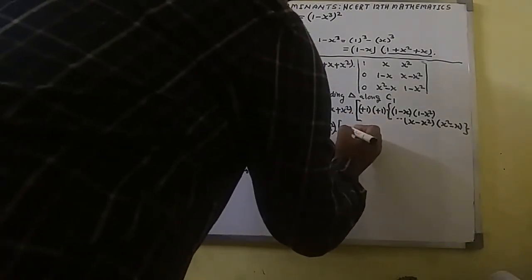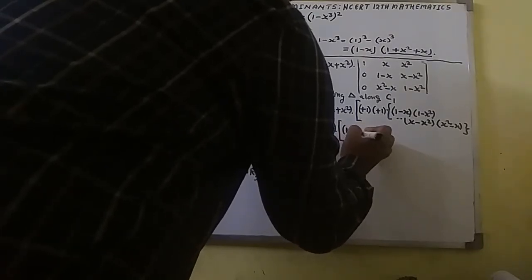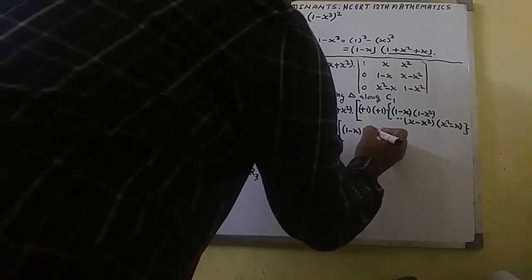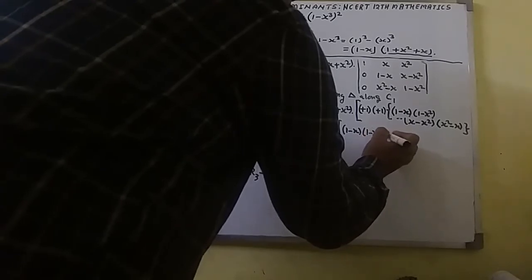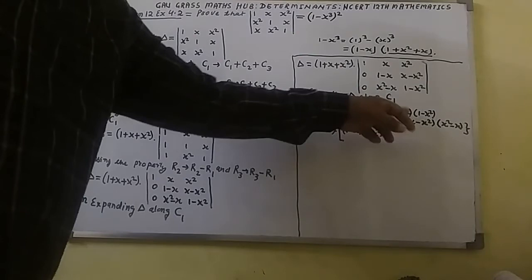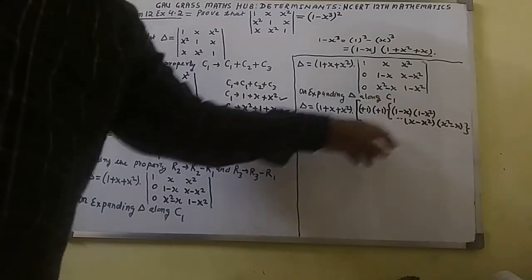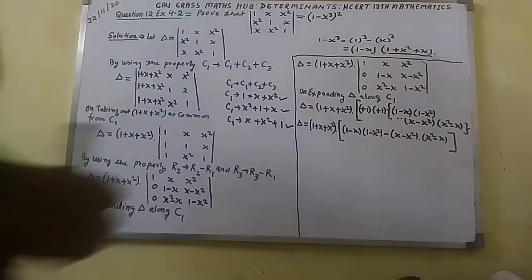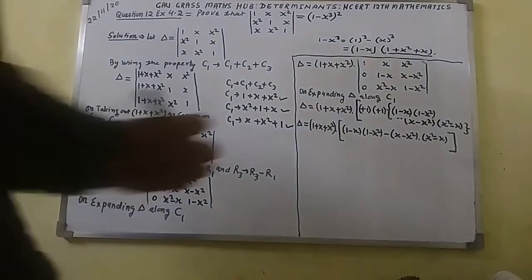So you will multiply 1 minus x square. Here write minus. The same term I have written, 1 minus x square, 1 minus x. Here minus is there. Here write x minus x square, x square minus x I shall write. Here open like this. Now what we'll do next?